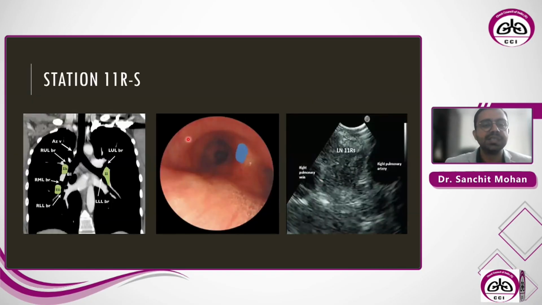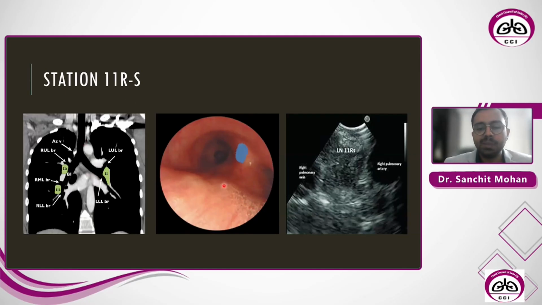Now coming to station 11R. So station 11R is divided into 11R superior and inferior. This is a coronal image of the CT scan showing right main bronchus, left main bronchus. Right main bronchus is divided into right upper lobe. This is bronchus intermedius. This is right middle lobe and right lower lobe bronchus. So where to screen for station 11R superior?